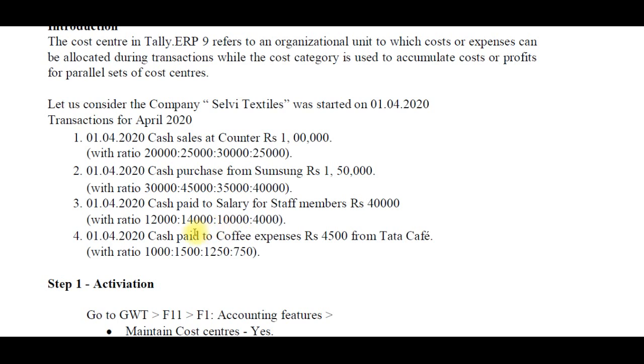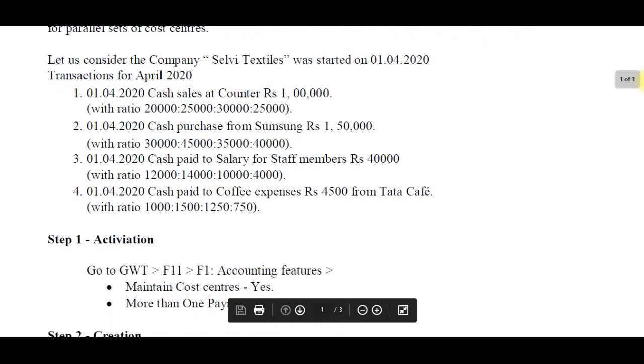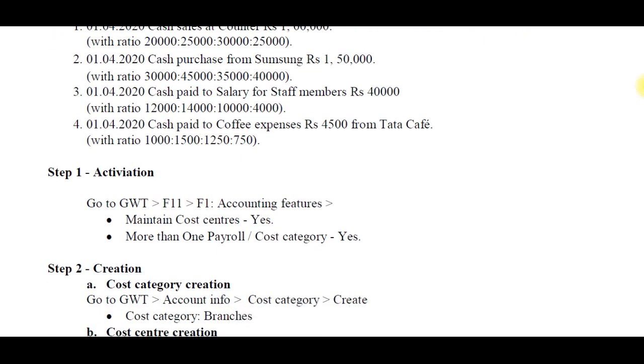And the fourth and final transaction is cash paid for coffee expenses, rupees 4,500, Tata Cafe, okay. The classification for branch 1 to branch 4 coffee expenses is 1,000 rupees, 1,500, 1,250 and 750. Okay, and then easily we activate this financial feature. So we activate this option in F11 accounting features. Easily you may remember yourself.